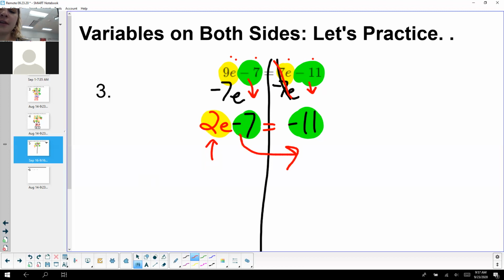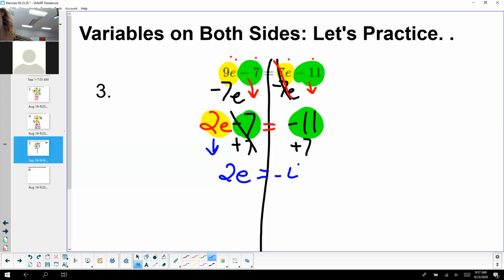So I need to move this -7 to the right. Because again, I want all my yellows on one side, all my greens on the other side. So to move a negative term, to move that -7, I can just go ahead and add 7 to either side. And that's going to cancel. -7 plus 7 cancels. So then I'm going to move down my 2e. And then I've got -11 plus 7. So in your calculator, go ahead and do -11 plus 7 equals, and you should get -4.